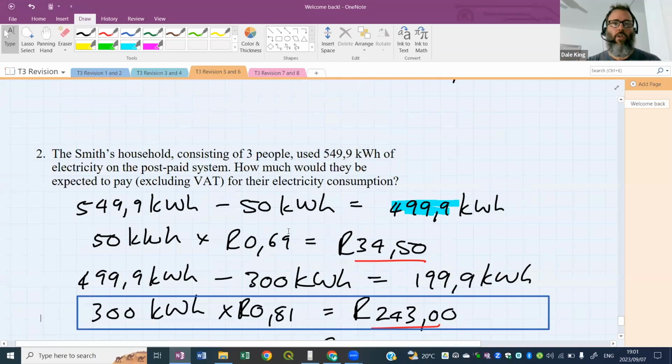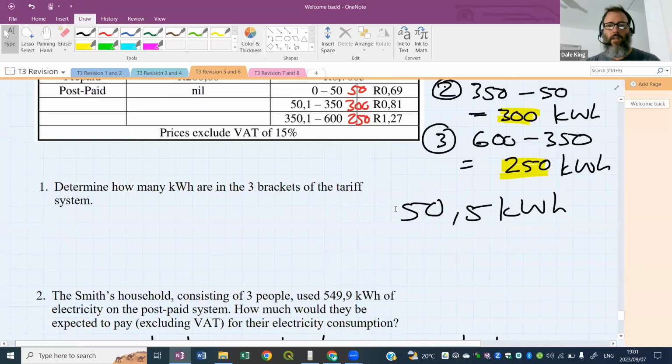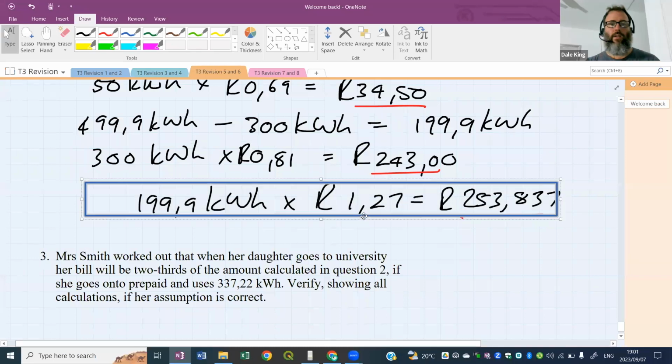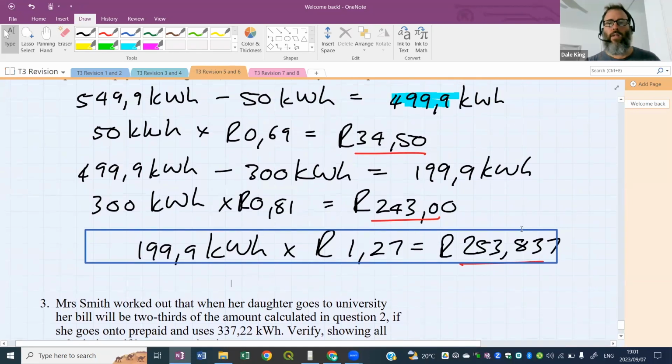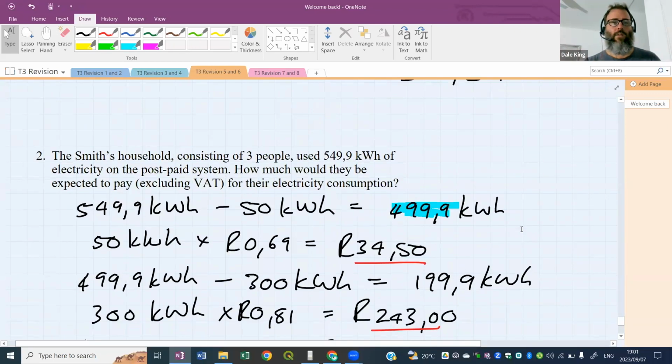So now I'm in the third bracket. The third bracket has 250 kilowatts. I'm not going through all of it because I only have 199. I'm staying in there. Every kilowatt in there is charged at 1 rand 27. So the last calculation I do is 199, all the kilowatts I have left, charged at 1.27, and that gives me that total there, 253.837. Then all the totals that we worked out for each bracket, the rand value, you must add them up. And this was VAT excluded. They wanted VAT excluded as well.